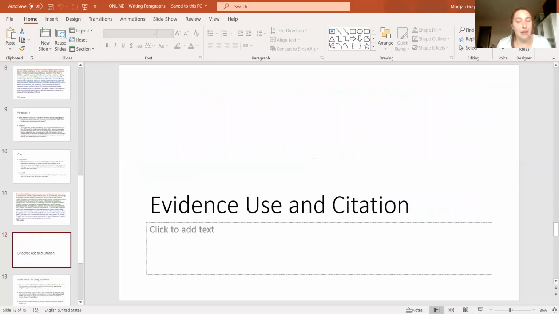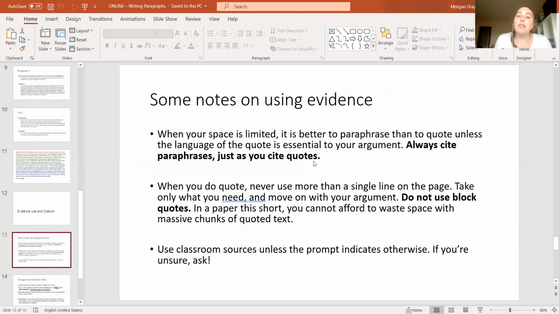Now, we've been talking a lot about evidence. I've shown you the little footnotes that I put in. Let's talk a little bit about what good evidence use and citation should look like. When your space is limited, you want to paraphrase rather than quote, unless the language of a quote is essential. You need to cite these paraphrases, right?